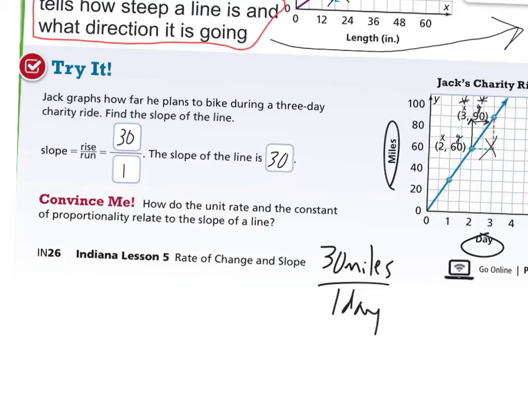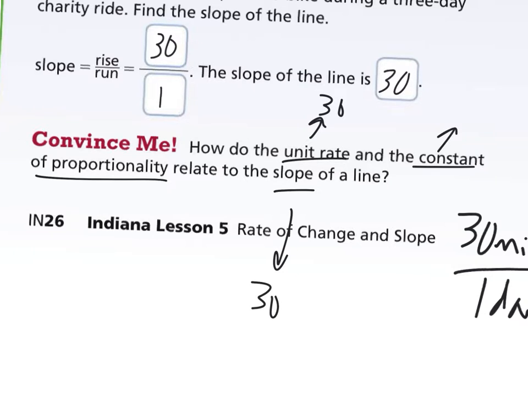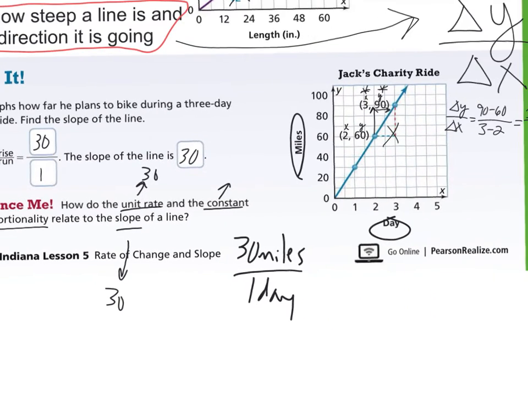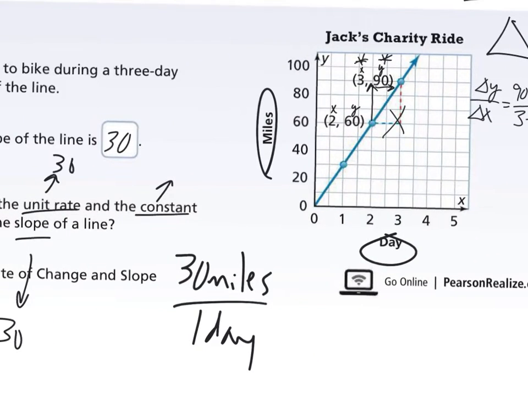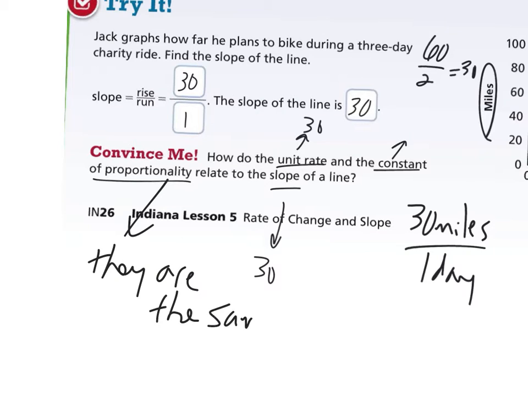At the bottom of the page, the convince me, it says, how do the unit rate and the constant of proportionality relate to the slope of the line? So unit rate, constant of proportionality, and slope. Well, our slope we found was 30. The unit rate we just talked about was 30. Our constant of proportionality, if we did y over x for any of these, since it's a straight line that goes through 0, 0, for example, if you did 60 divided by 2, that would be 30 also. So for the convince me, we could say they are the same. All three of those are the same thing.